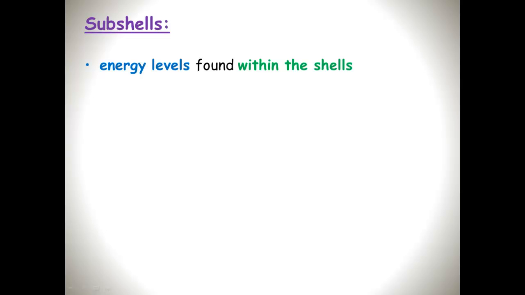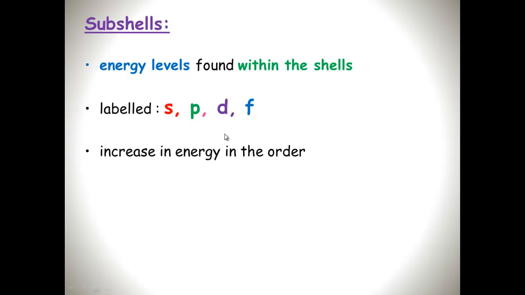So each shell has subshells, and these are energy levels found within the shells. These are labelled as S, P, D and F, with S having the lowest amount of energy and F having the highest amount of energy. So each shell can be divided into these different subshells, and the number of subshells will depend on the shell, but I'll explain that now.